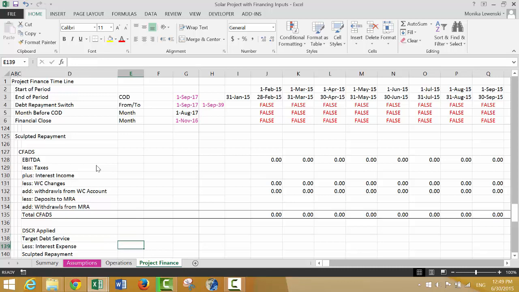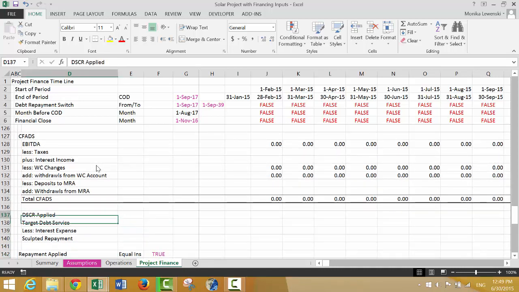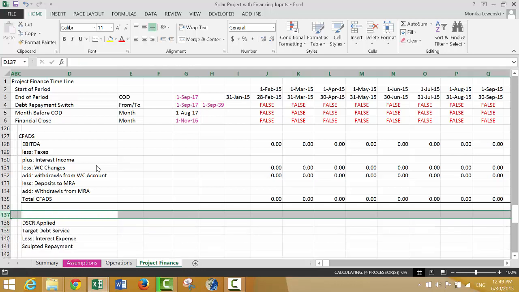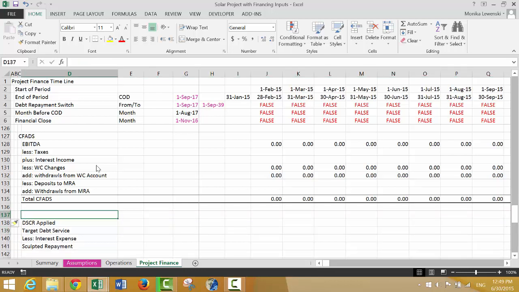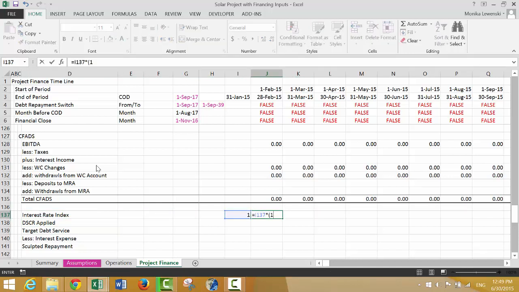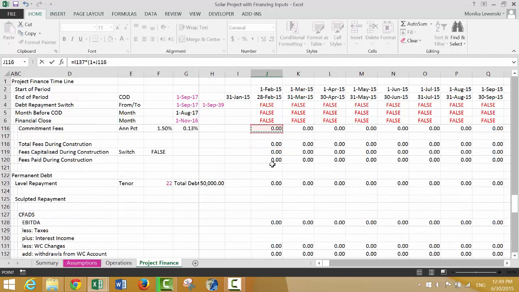the target. What we need to do here to get the DSCR applied is, how about first let's put the interest rate index. Now the interest rate doesn't stay the same over time. So what you do is take this one multiplied by 1 plus the interest rate that luckily we've computed already.